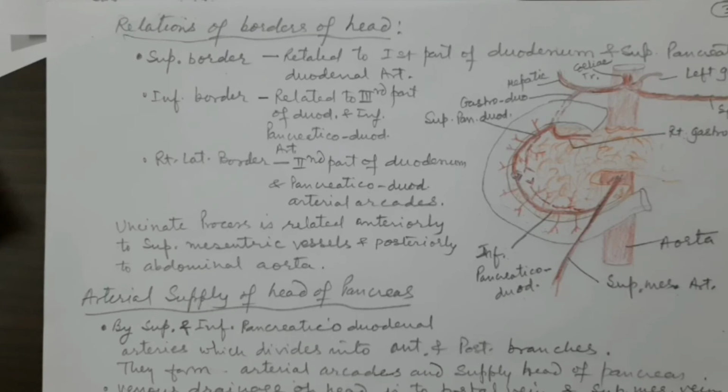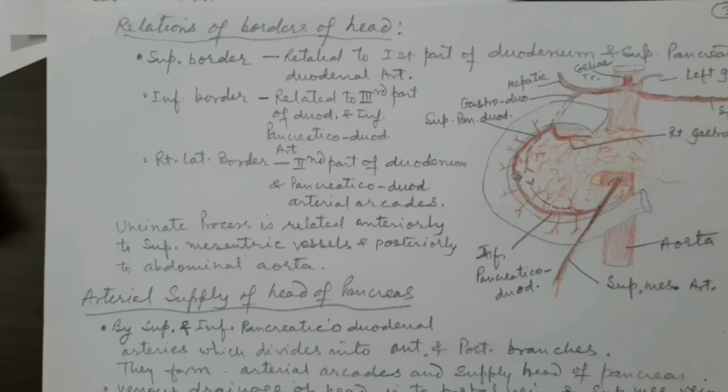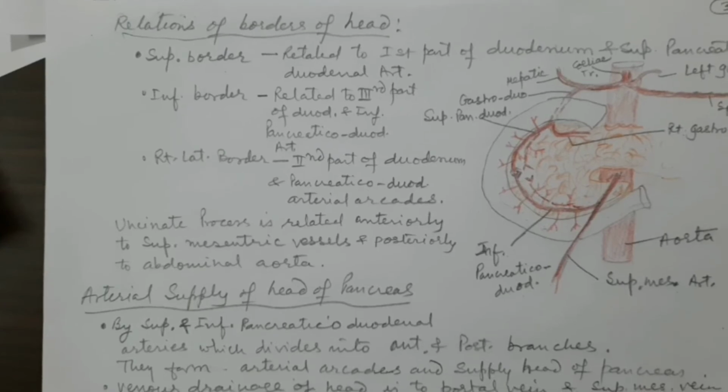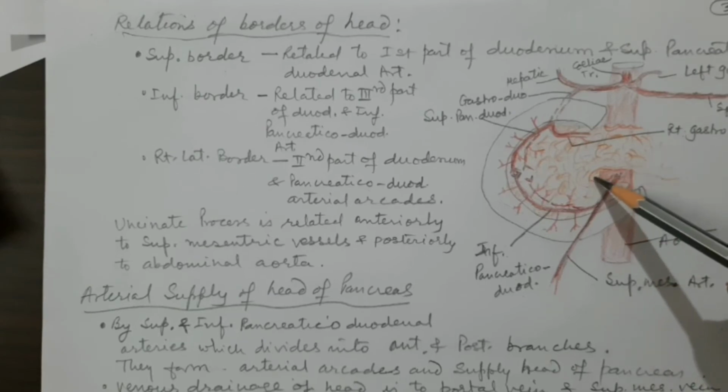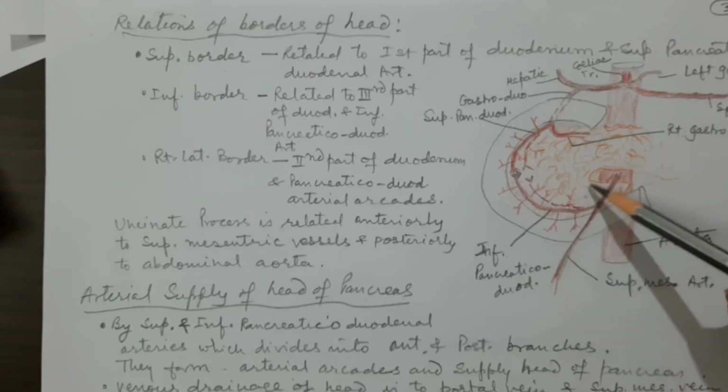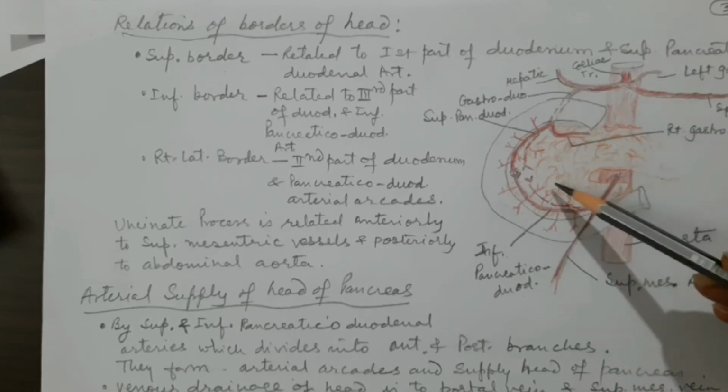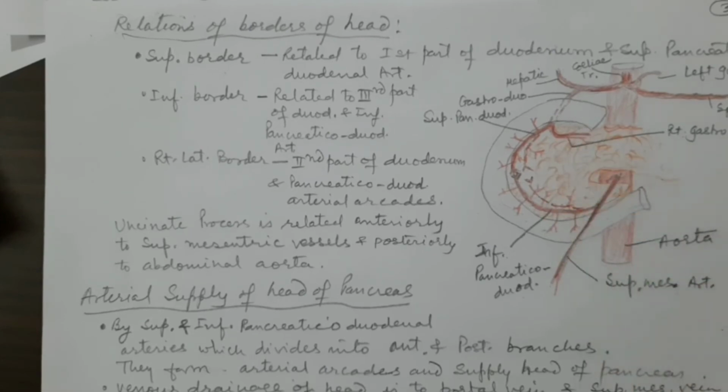Okay, so, right. Then the venous drainage of the head is taking place to the portal vein and superior mesenteric vein. Here the superior mesenteric vein will lie here, and deeply lies the portal vein. So the head is directly draining to the portal vein and to the superior mesenteric vein. Of course, the superior mesenteric vein itself will open into the portal vein.